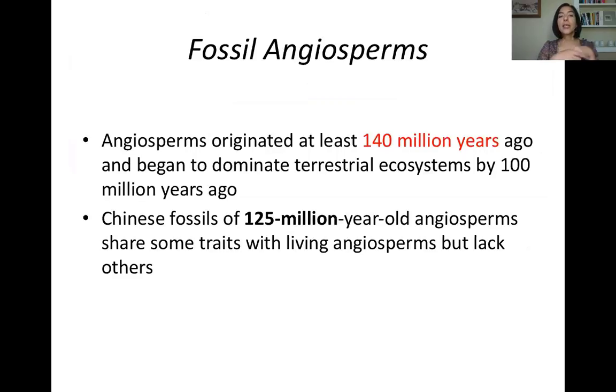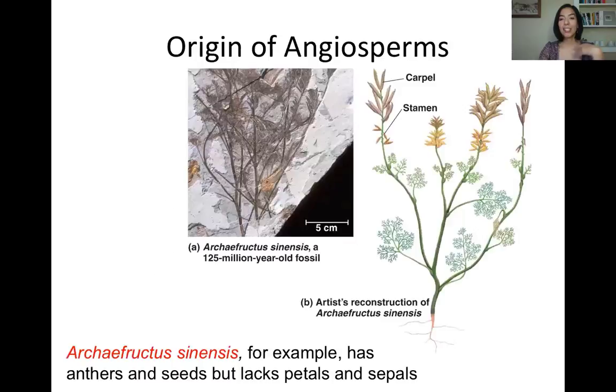As I mentioned, the angiosperms originated at least 140 million years ago, and they have dominated the terrestrial ecosystem by 100 million years ago. The Chinese fossil of this Archaefructus is dated 125 million years ago. Since then, we have this diversity. This is Archaefructus sinensis. It was found in China.